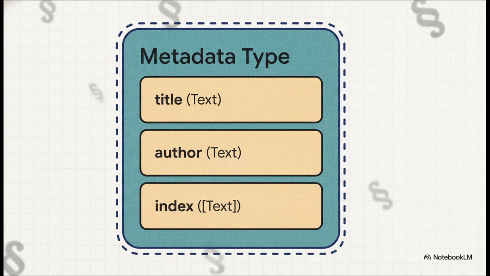First up, we have metadata. This cleanly isolates all those book-level details extracted from the YAML-like header. It holds the title and the author as text, and it holds the index as a list of text keywords. By giving metadata its own dedicated type like this, we completely eliminate the risk of the system accidentally treating a book title like it's just another random paragraph in the document.